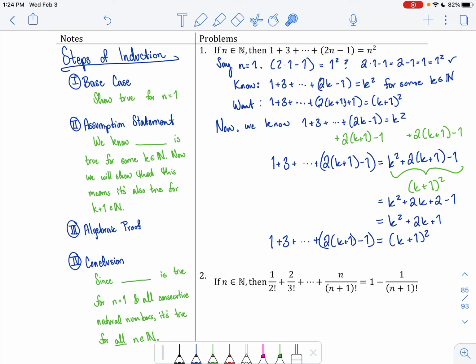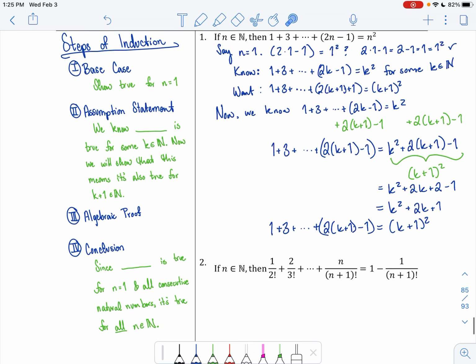So we can say that since 1 plus 3 plus all the way out to 2n minus 1 is equal to n squared when n is equal to 1, and all consecutive numbers, then it is true for all natural numbers. Again, hopefully this feels a bit familiar. Let's look at one more example.